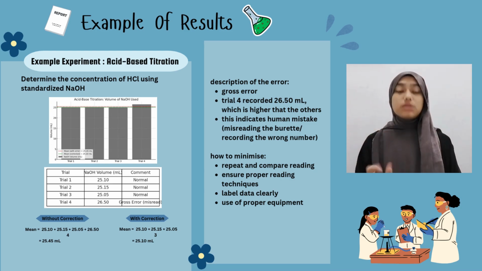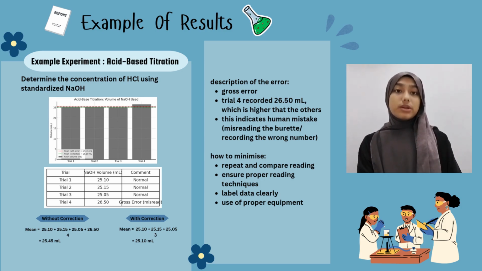We have two calculations, which are without correction and with correction. For without correction, the mean is 25.10 plus 25.15 plus 25.5 plus 26.50, divided by the total trials, which is 4. We got 25.45 ml. And for with correction, the mean is 25.10 plus 25.15 plus 25.5, divided by the total trials, 3. We remove the outlier for trial 4 and we got 25.10 ml.